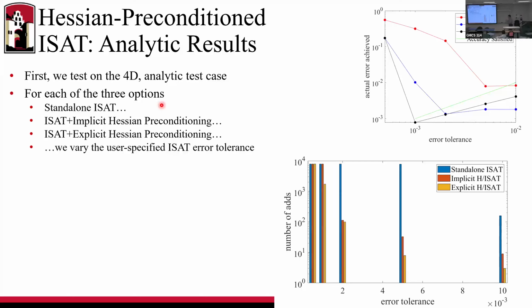In ISAT, we can vary the accuracy that we want to achieve by specifying a parameter, which is a user-specified error tolerance that ISAT is trying to get.